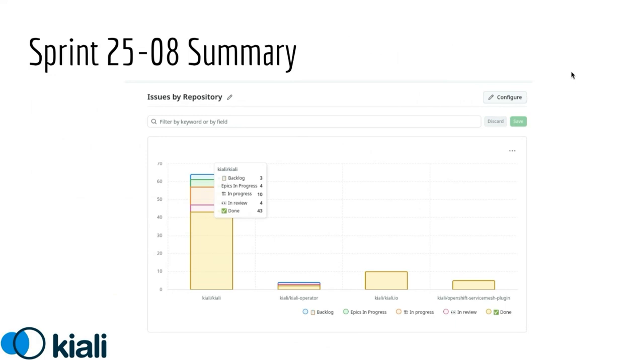So this sprint, we completed 43 different items. This is just a little look at our project board available on GitHub. You can see that most of the work, as usual, is in the main Kiali repo, but we do have work in the operator. We had actually a pretty decent amount of work in Kiali.io in this sprint, so we'll touch on that in a moment. And then we've got our OpenShift console plugin, which also got some work in this sprint.